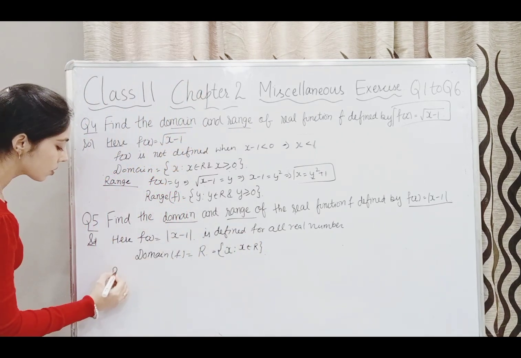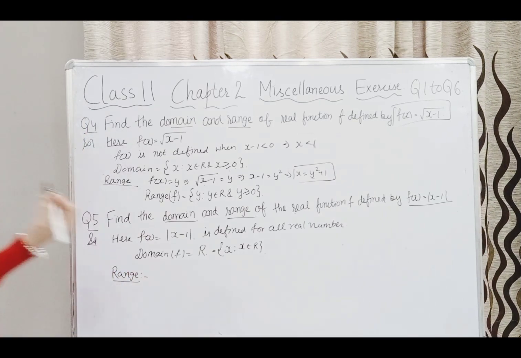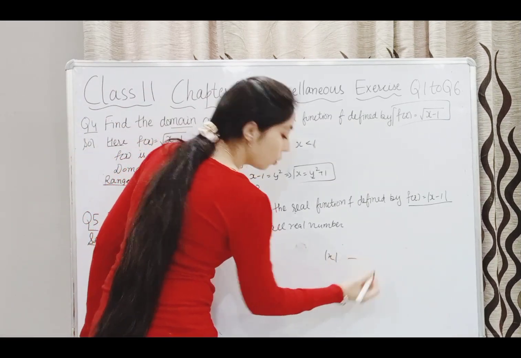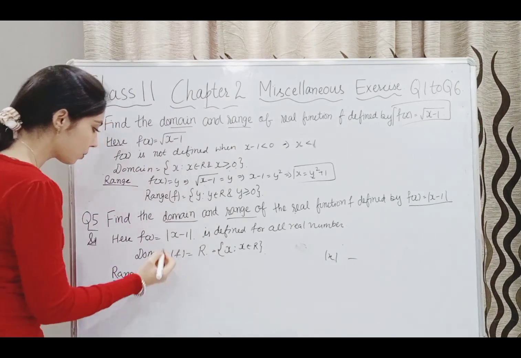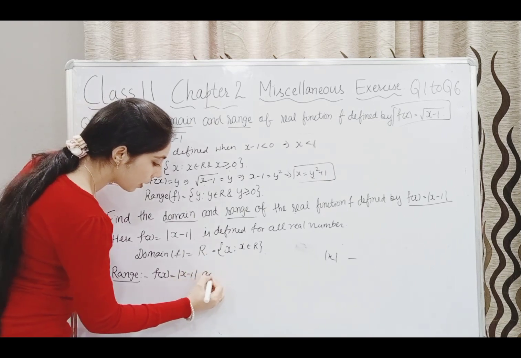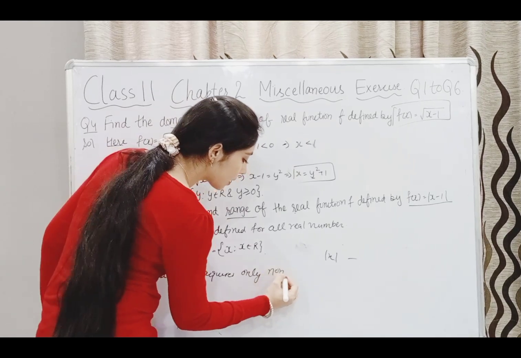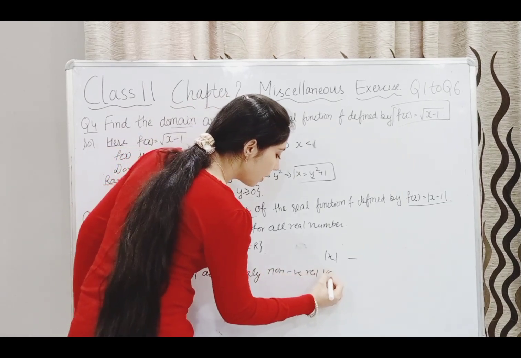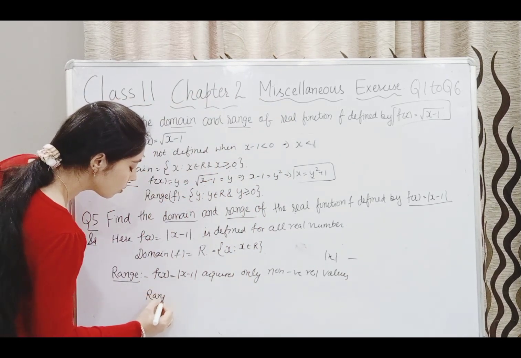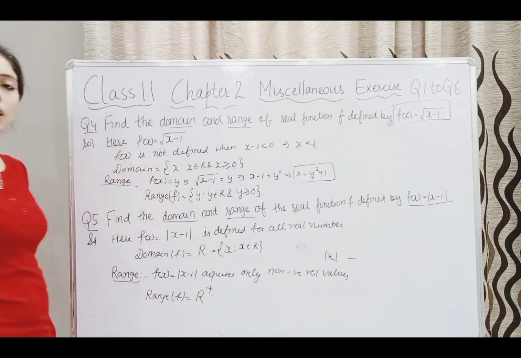Now what about range? We know that modulus function always acquires non-negative real values. So f(x) equal to modulus of x minus 1 acquires only non-negative real values. So what will be the range of f? Range of f will be all the non-negative real numbers.